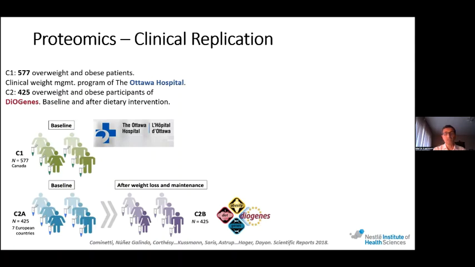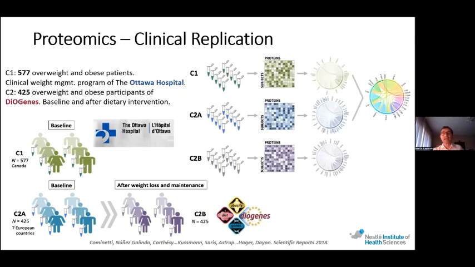So these are the Diogenes samples and subjects and data at baseline and after weight loss maintenance. And then we had access to a program in obese and overweight patients, a clinical weight management program at the Ottawa Hospital in Canada. So that was our second cohort, and as you can see here, the numbers are quite comparable. And then we did, again, differential proteomic display of plasma proteins in all of these subjects.